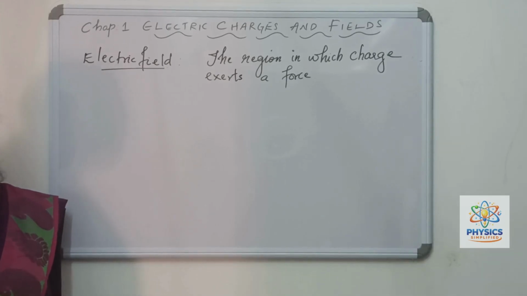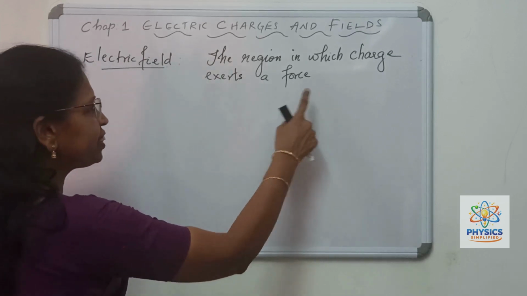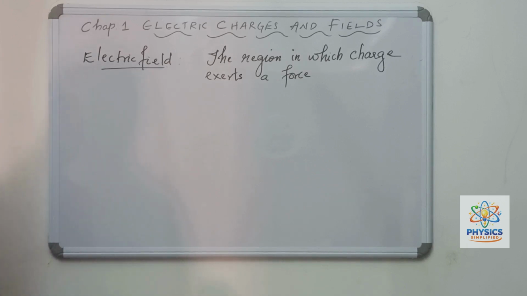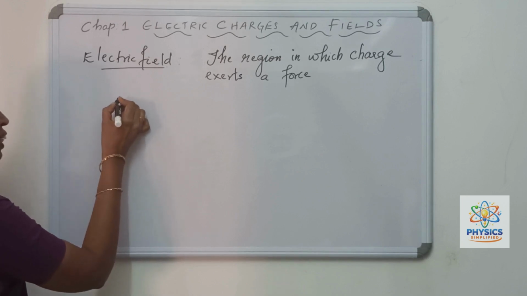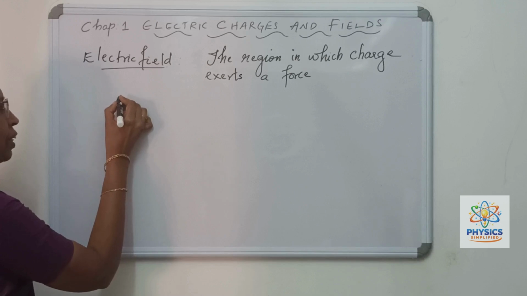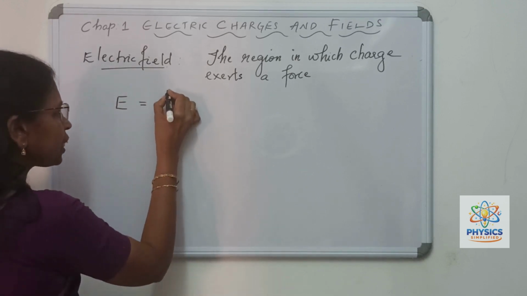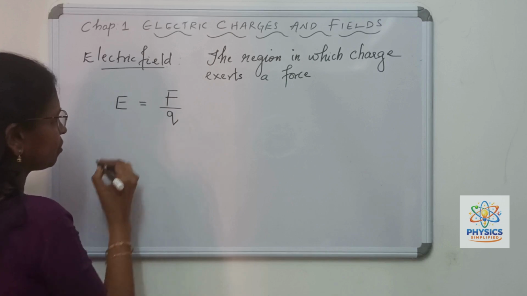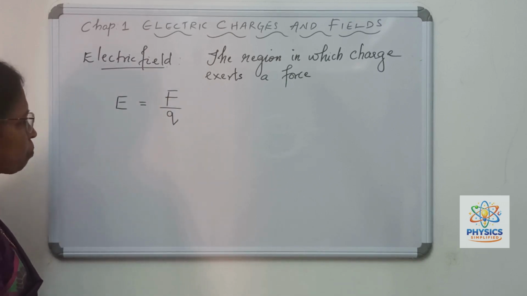Next our topic is electric field. Electric field means the region in which charge exerts a force. So next we have to study intensity of electric field, which is defined as the force experienced per unit positive charge. So E is equal to F by Q.